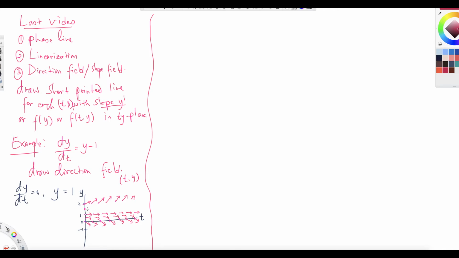Like this. And for 1.5, you will get like this. See, this line is actually y equals 1. At y equals 1, the slope is 0 everywhere, because when you put y equals 1, there is no t. For any t, when y is 1, dy over dt is 0. So the slope is 0, which means all these short pointed lines, which represent the slope, are horizontal.